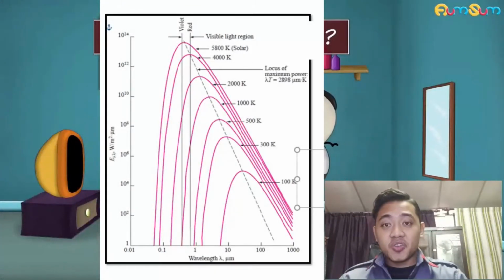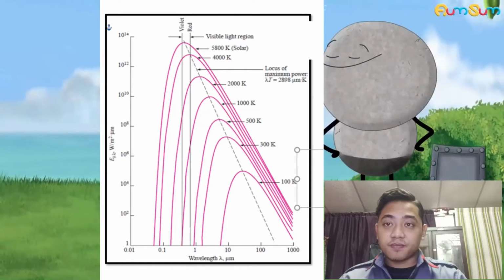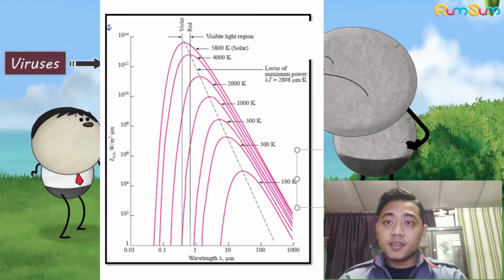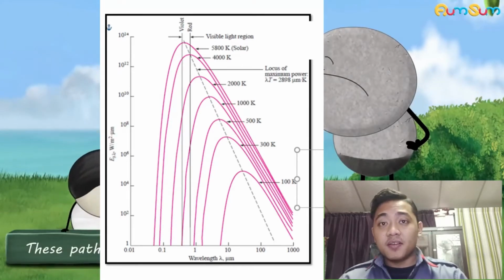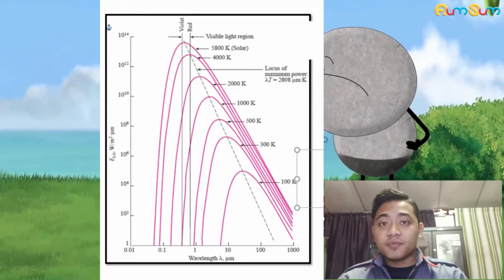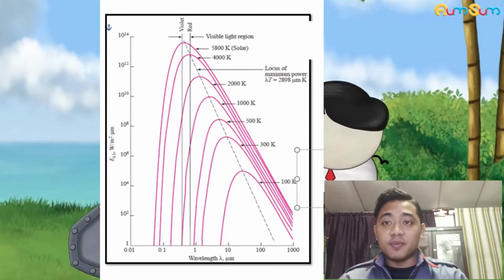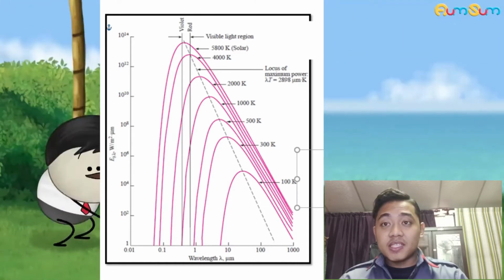This figure shows the variation of the black body emitting power with wavelength for several temperatures. You can see as the temperature increases, the peak of the curve in the figure shifts towards shorter wavelength. The wavelength at which the peak occurs for a specified temperature is given by Wien's displacement law.